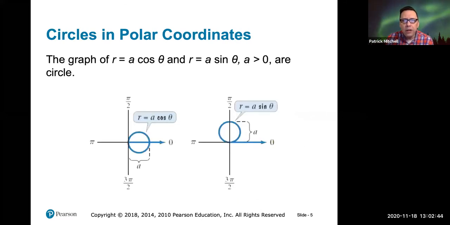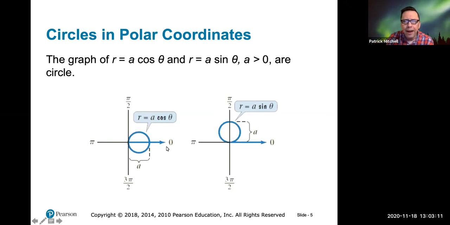All right, so we looked at a couple of examples of these in the last section, circles in polar coordinates. The graph of r equals a cosine theta and r equals a sine theta are circles. It says a is greater than 0, but actually a doesn't even have to be greater than 0. It's still a circle. I think if you make a negative, it may not come out looking exactly like the picture.